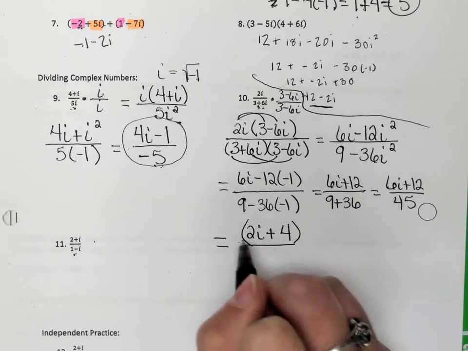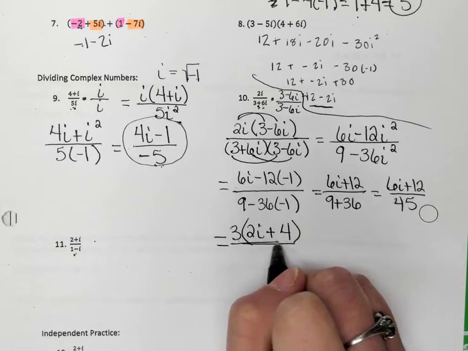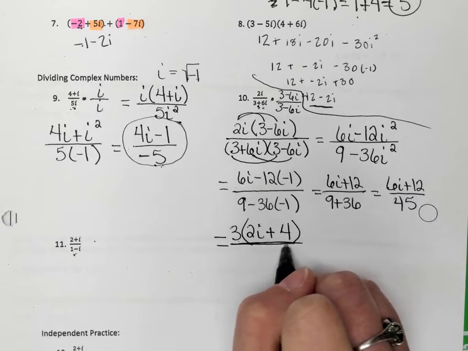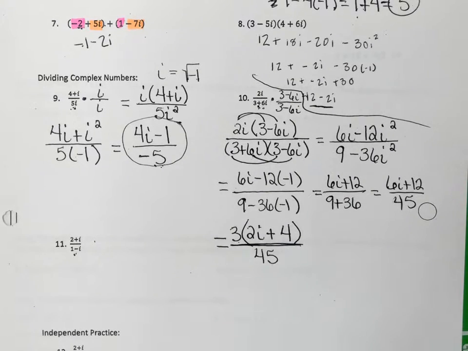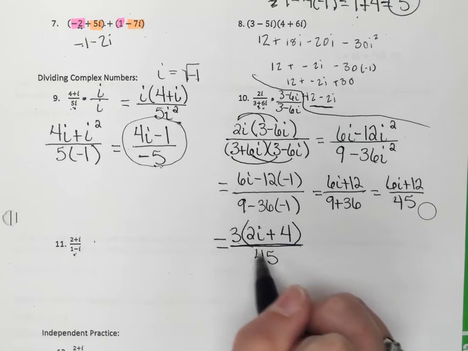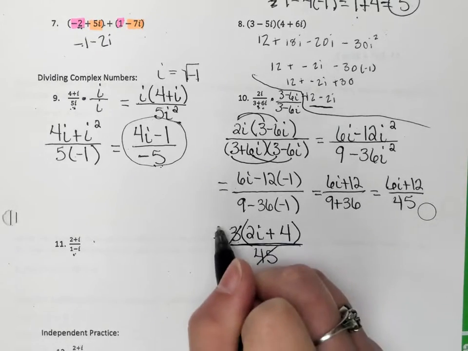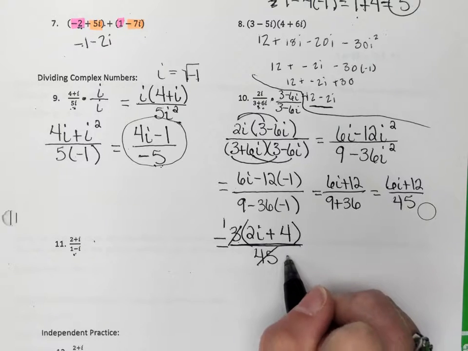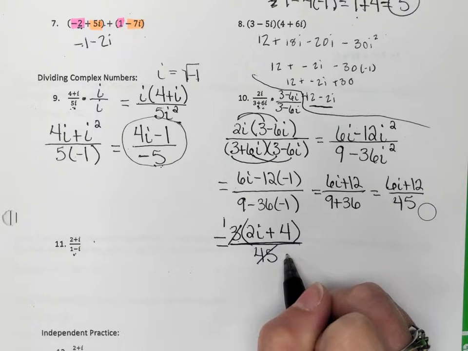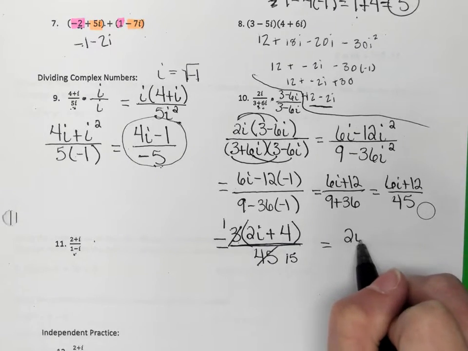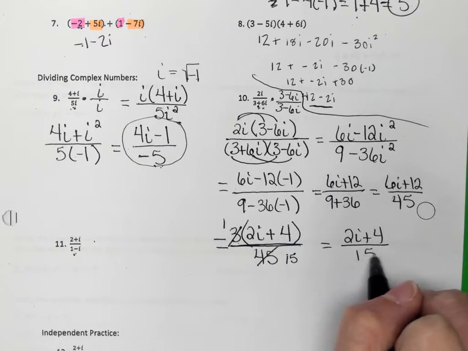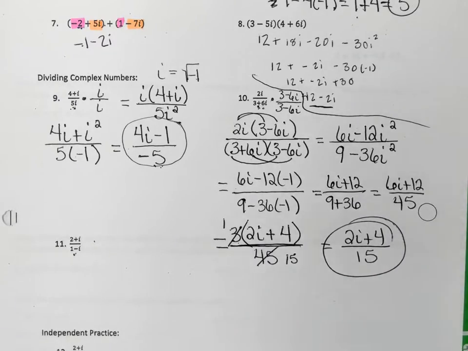Let's do this. How about we factor that 3 out to the front? That way we don't confuse y'all. Does that sound good? I just pulled a 3 out to the front. Anybody lost? Well, I guess you could put times or divided by 3 over 3. So now let's reduce these right here. 3 divided by 3 is 1. 45 divided by 3 is 15. So this is 2i plus 4 over 15. All right, we got one more.